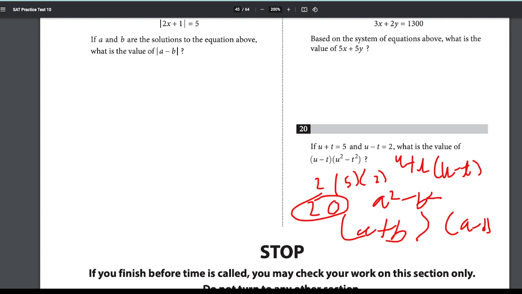Alright. I think we'll do the with-calc section next, because I think that's what I'm somewhat better at, but it just depends.